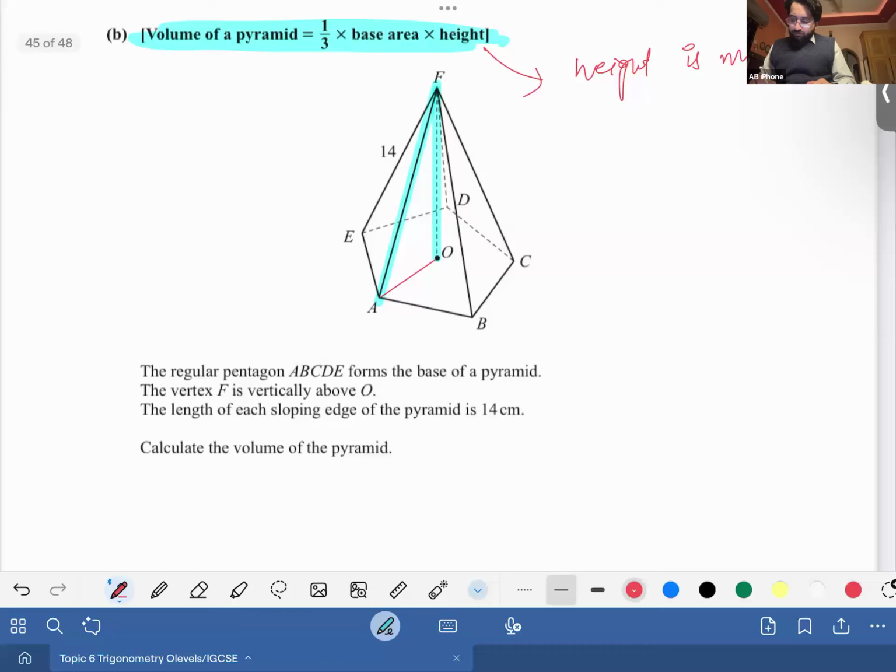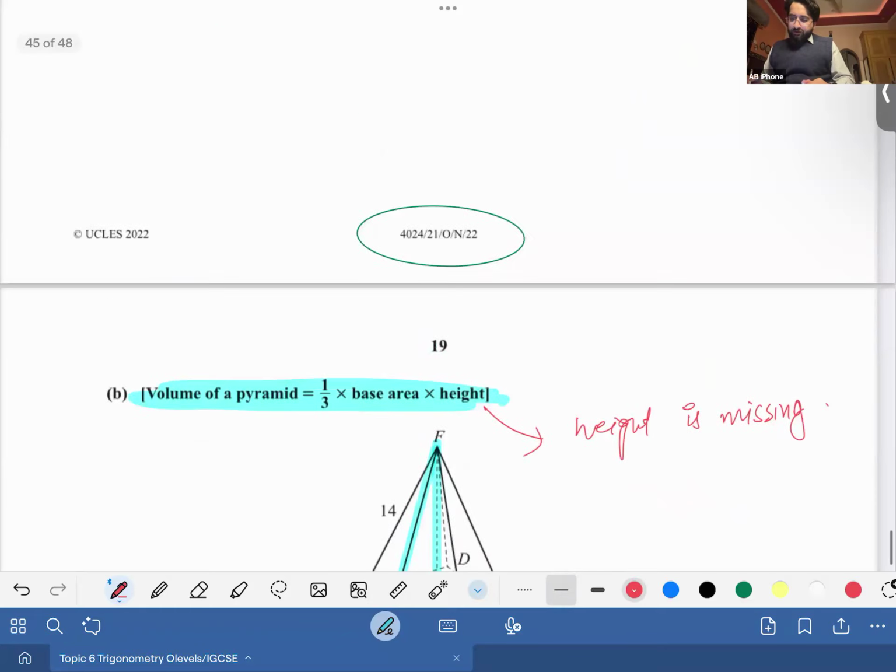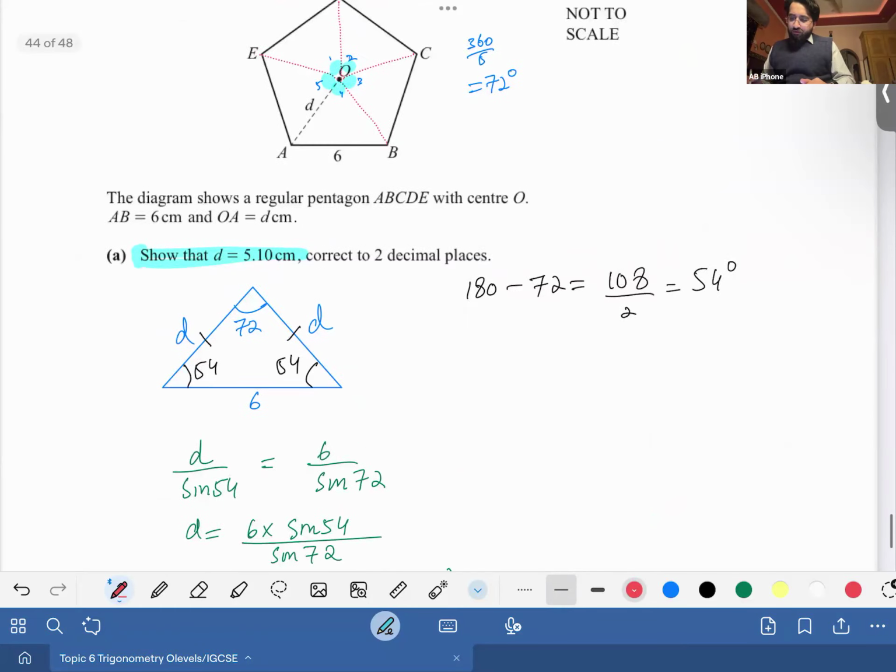So we need to find the height. Beta, we know that this would be a right angle triangle. Do you agree with me or not? A, O, and F. Agree? F is missing, and AO is 5.10. We just found it in the previous part. Can you see that? AO.